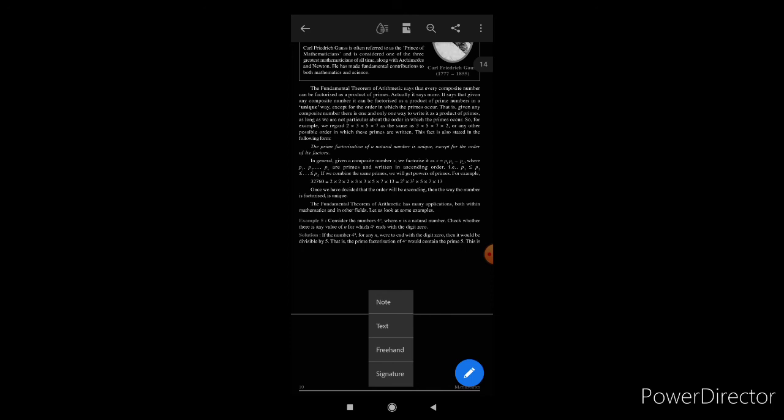Once we have decided that the order will be ascending, then the way the number is factorized is unique. The Fundamental Theorem of Arithmetic has many applications, both within mathematics and in other fields.